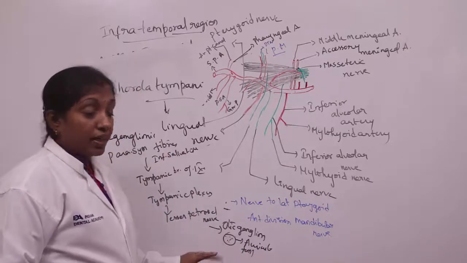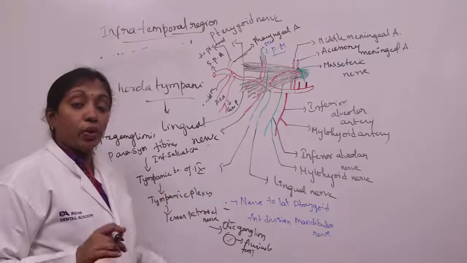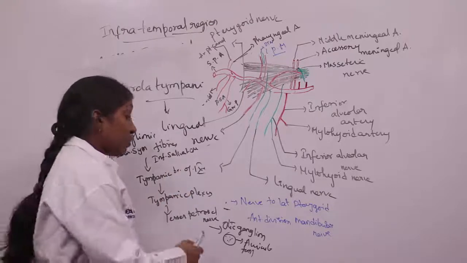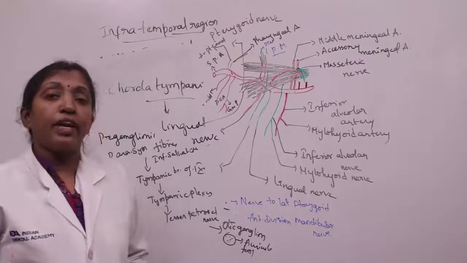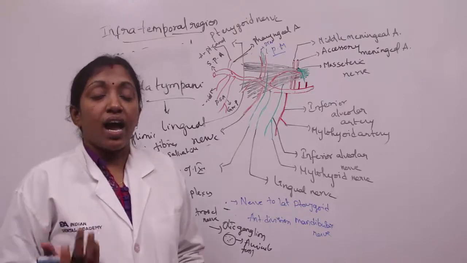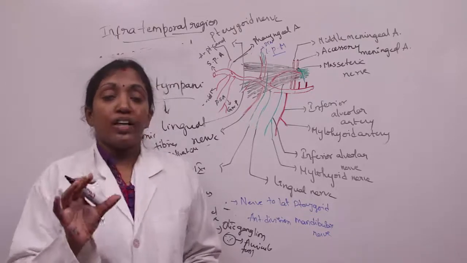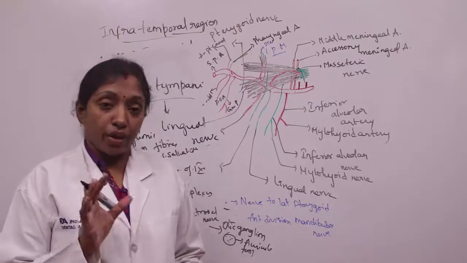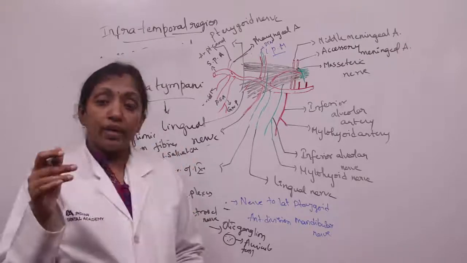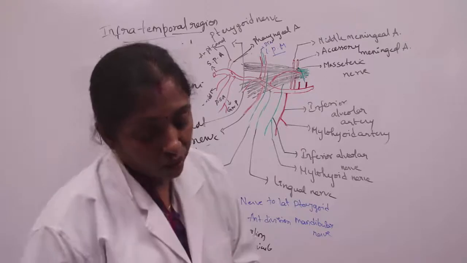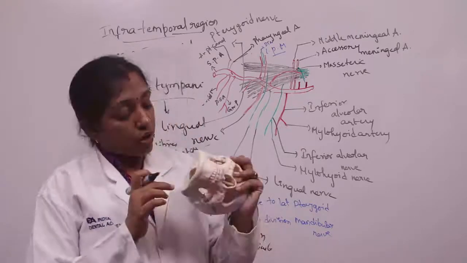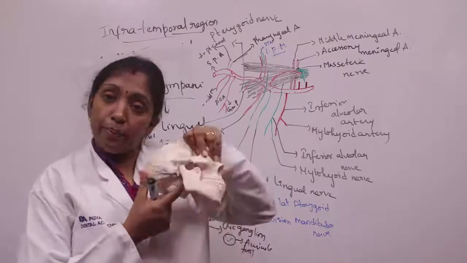So those are the communications of the otic ganglion. The otic ganglion also receives a communication from the chorda tympani nerve, which is an alternate pathway for the taste sensation of the anterior 2/3 of the tongue. The otic ganglion is an important structure of the infratemporal fossa. It is situated below the foramen ovale.